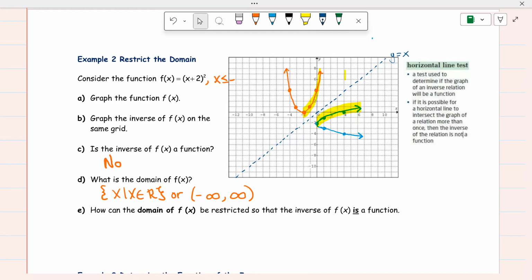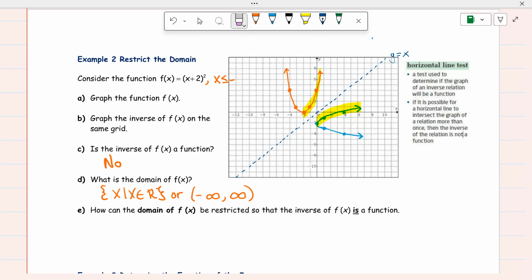So if you have points on top of each other, that determines whether it's a function or not. If there are points on top of each other, it's not a function. So we're restricting the original graph. If we graphed the original with the restriction, then this would be a function.